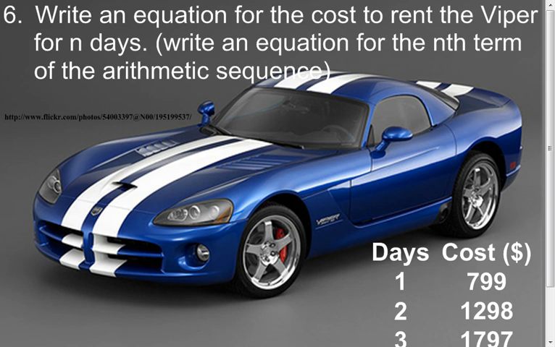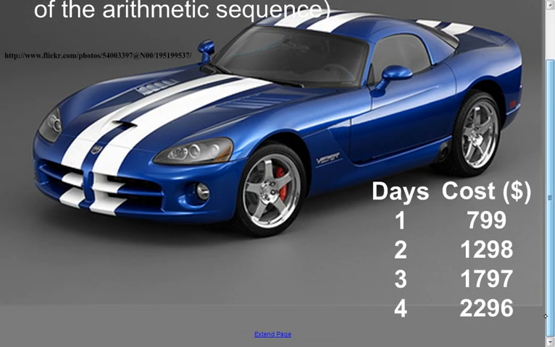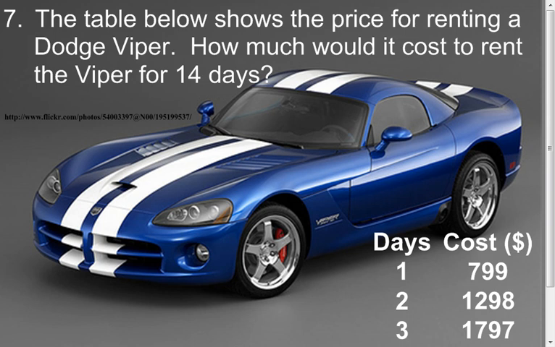All right, here's what this says. Write an equation for the cost to rent the Viper for n days. And this is what you have. To rent it for 1 day, it's $7.99. To rent it for 2 days, it's $12.98. To rent it for 3 days, it's $17.97. So you're going to use this information right here and go from there. And then you have to figure out how much it would cost to rent it for 14 days.